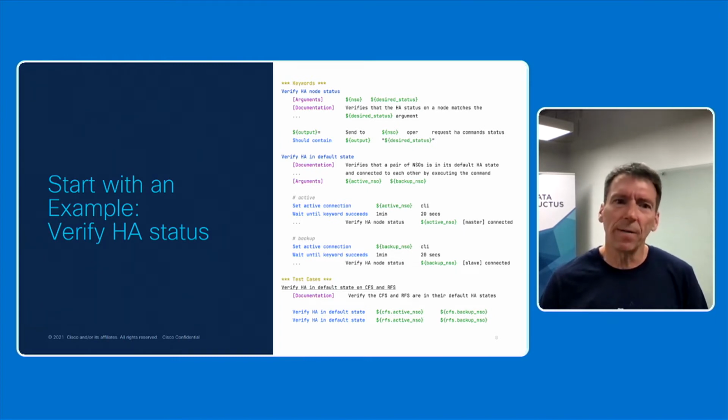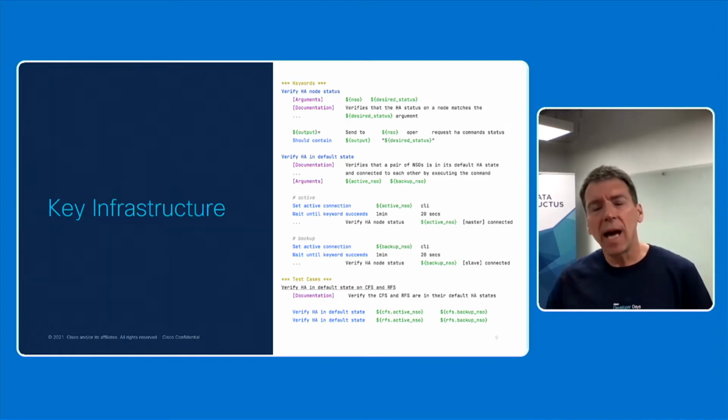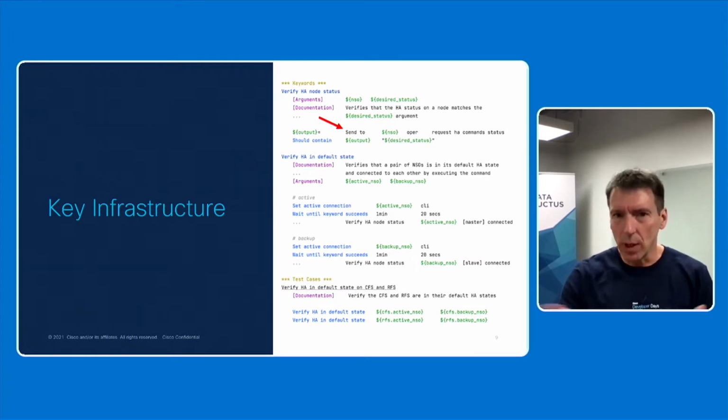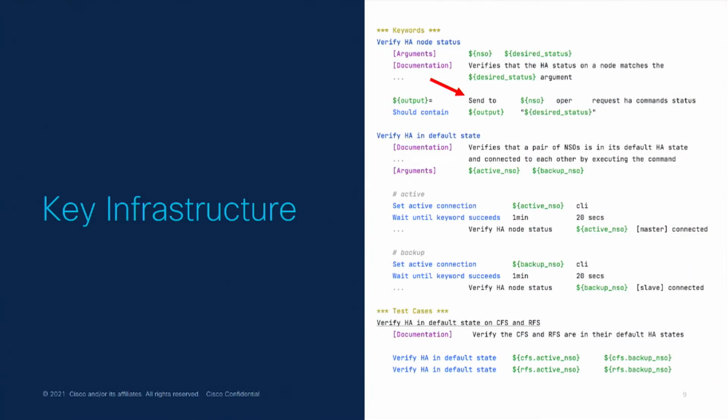So with verifying the HA status, let's take a look at the key infrastructure bits that you'd have to build into your test framework, or have available in your test framework, just to make your tests work. The first one we call send to, and this is basically a way to send a command to something. Send it to what? Send it to a variable. This happens to be the variable NSO. Remember, this is a keyword. This is a function, a method in some sense, where we've encapsulated it and passed in the NSO name to address mapping as a parameter.